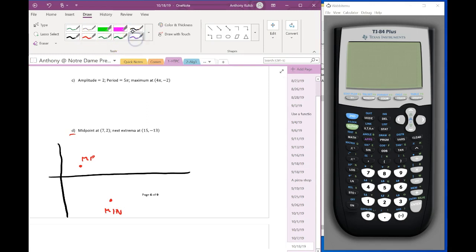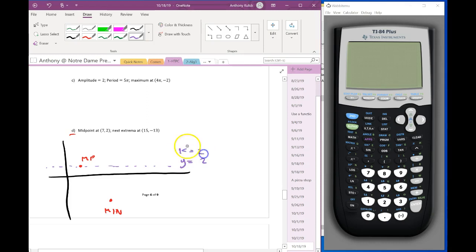So right away, I know where the midline is. The midline is at y equals 2, which tells me immediately that k is 2. Okay with that, Olivia? Okay. If I were to extend this graph, one full period would look like that. Do you agree with that?